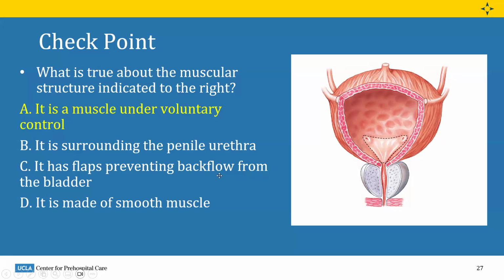All right, so the answer is A, it is under voluntary control. This is our external urethral sphincter. Our internal is right at the border between the bladder and the urethra. It is not surrounding the penile urethra, it's surrounding the membranous urethra in this case, because there's a prostate. What's preventing backflow and has flaps is the orifice of the ureter. And it would be made of skeletal muscle because that's voluntary. Smooth muscle is our involuntary muscle.